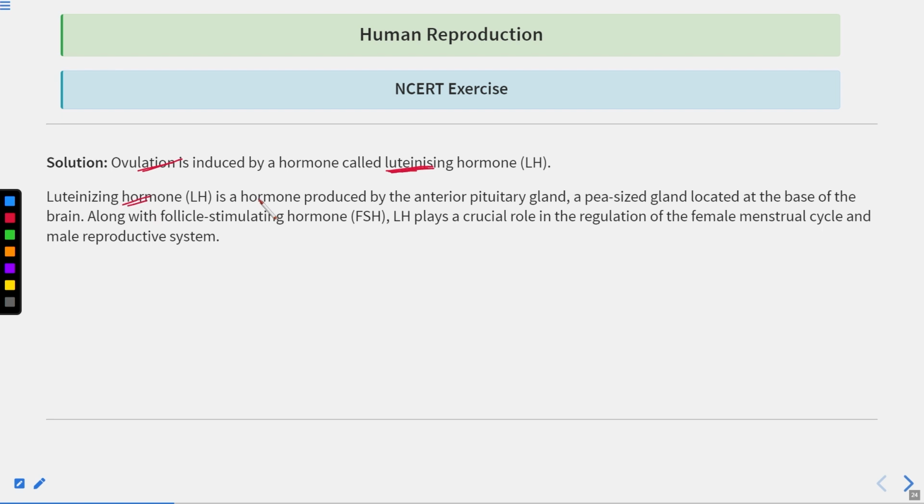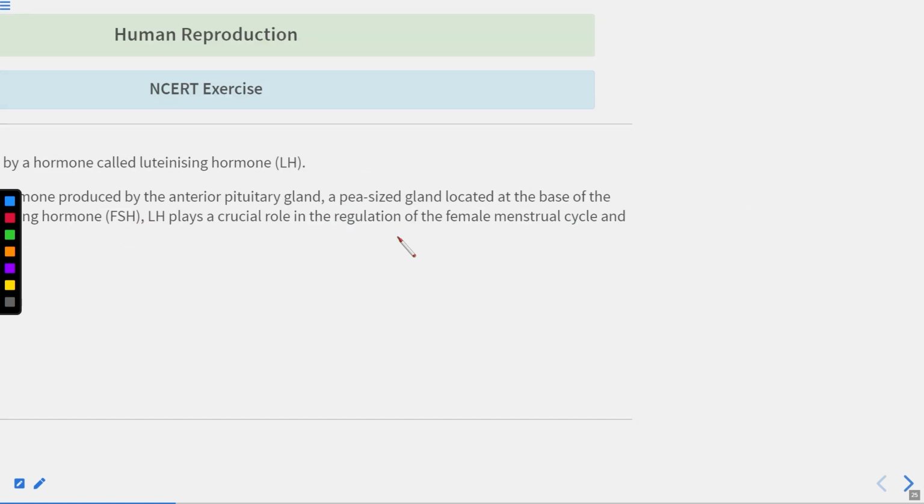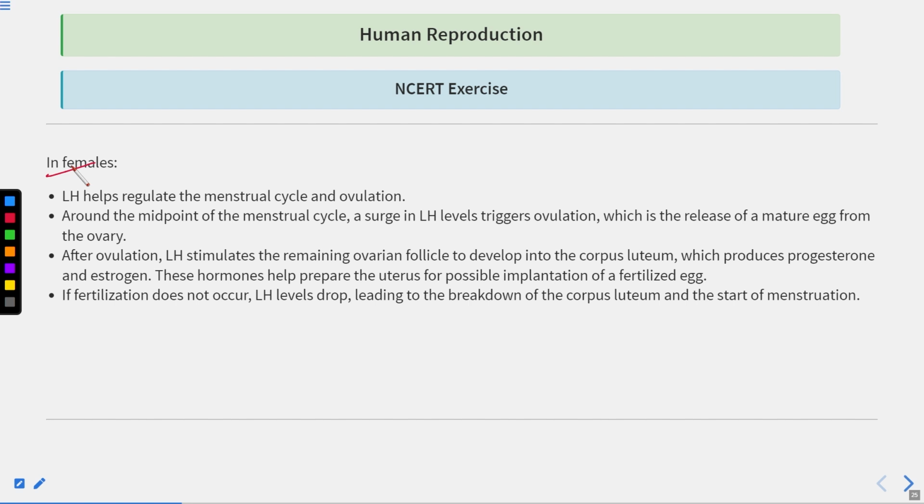Now, luteinizing hormone is a hormone produced by the anterior pituitary gland. The pituitary gland secretes this luteinizing hormone. What is the pituitary gland? The pituitary gland is a pea-sized gland located at the base of the brain. Now, along with the follicle-stimulating hormone, luteinizing hormone plays a crucial role in the regulation of the female menstrual cycle and the male reproductive system. We have already talked about both of these hormones, follicle stimulating hormone as well as luteinizing hormone. Now in females, what happens?